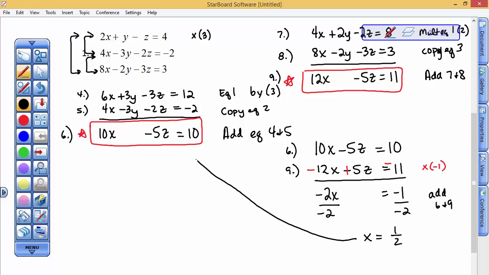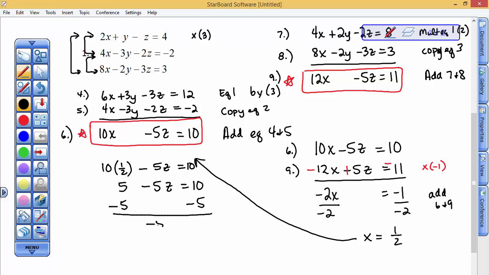So I'm going to take it and put it over here. So 10 times 1/2 will be 5 minus the 5z equals the 10. And then I'm going to subtract 5 from both sides to get the minus 5z alone. On the right side, 10 minus 5 is 5. And when I divide by a -5, I find out that z is equal to a -1. Cool. So now, so I don't lose these things, x is a half, z is a -1.